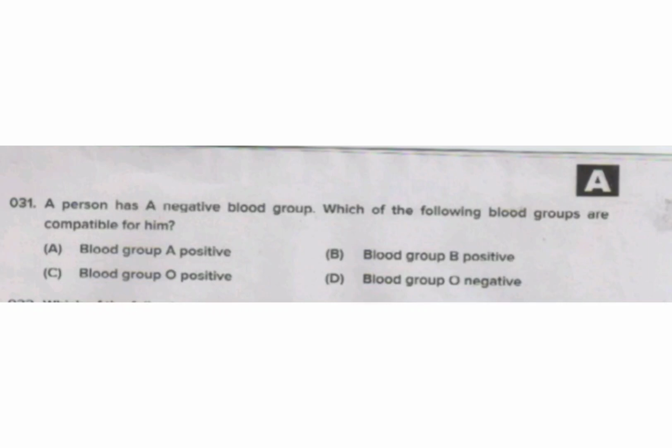Next question, a person has A negative blood group. Which of the following blood groups are compatible for him? Four options are: option A blood group A positive, option B blood group B positive, option C blood group O positive and option D blood group O negative. The answer is blood group O negative. An A negative person can only be transfused A negative or O negative.